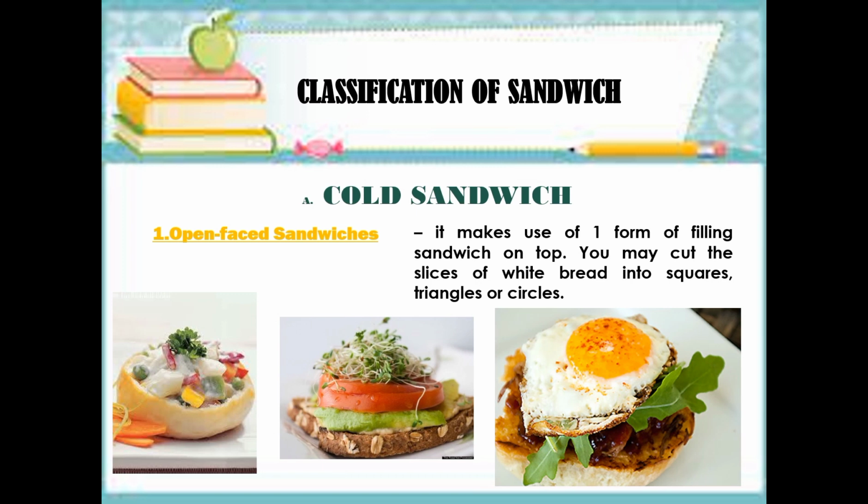Sandwiches are classified into 2, hot and cold sandwich. Cold sandwich is a type of sandwich that is served with cold filling. There are different kinds of cold sandwich. One is open-faced sandwich. It makes use of one form of filling sandwich on top. You may cut the slices of white bread into squares, triangles, and circles.